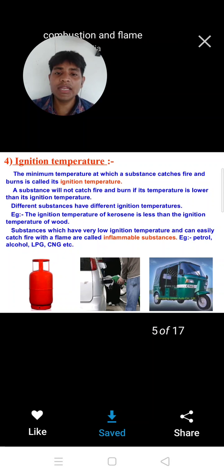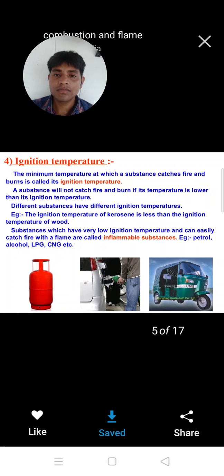Substances which have a very low ignition temperature and can easily catch fire with a flame are called inflammable substances. Example: petrol, alcohol, LPG, CNG, etc. That means substances which have a very low ignition temperature and can easily catch fire.